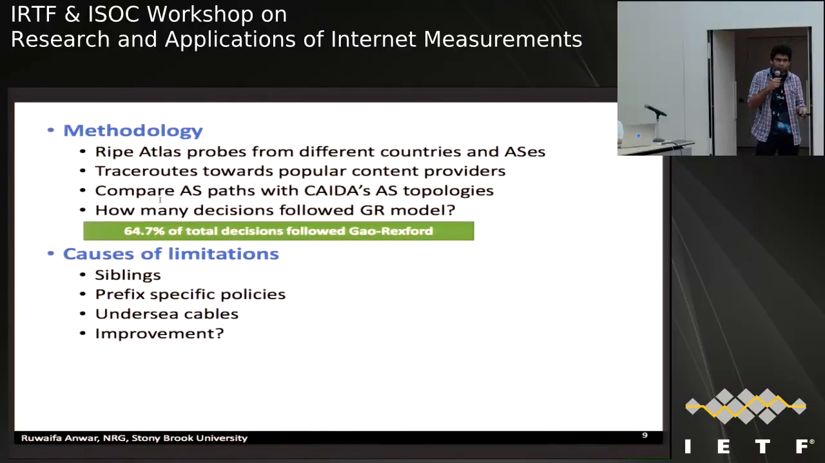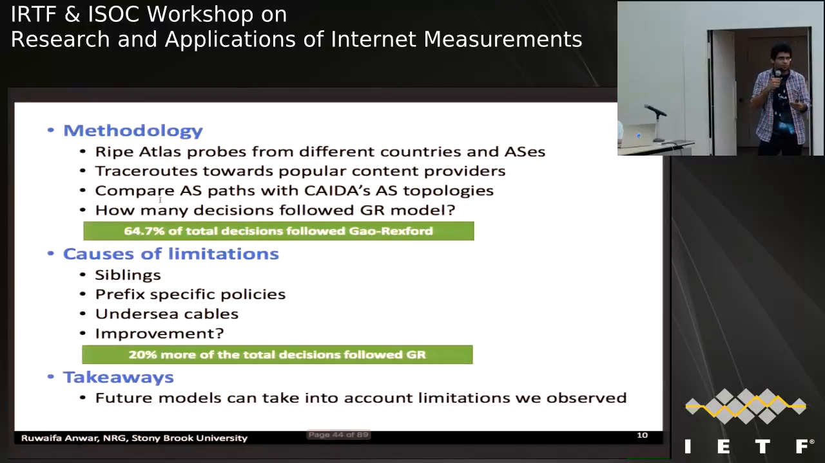Another cause of limitation we found was undersea cables. So combining all these limitations and some others that we studied, we found more than 20% of decisions can be followed by the GAO expert model. And yeah, future models can improve if we take into account these limitations. For details, refer to the paper.